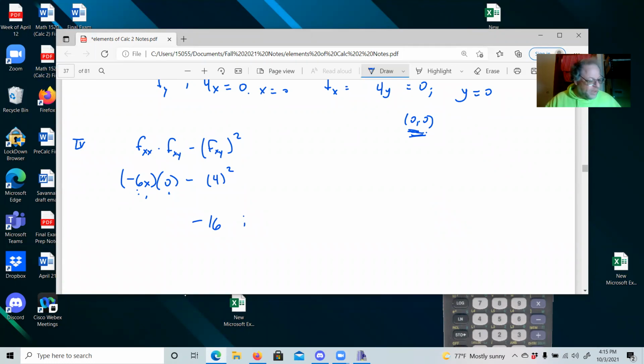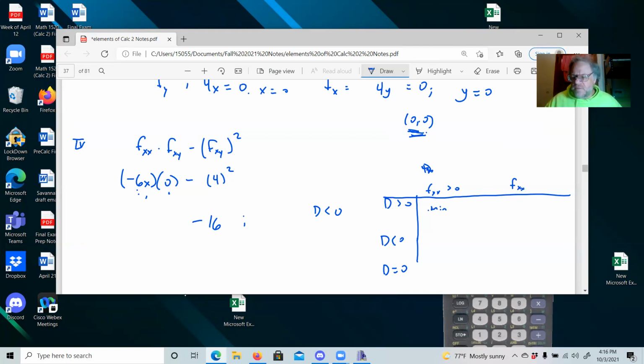We consult our table. When the determinant is less than 0, you guys are going to have a table like this: d is greater than 0, d less than 0, d is equal to 0. If d is greater than 0, we have to check what fxx is doing. If fxx is positive, then we have a relative min. If fxx was negative, then we have a relative max. If our determinant was less than 0, then we have a saddle point.